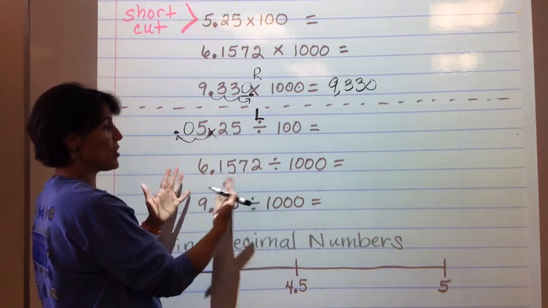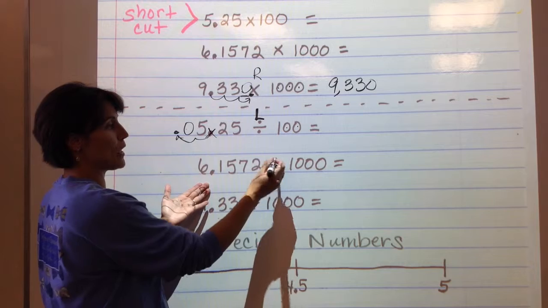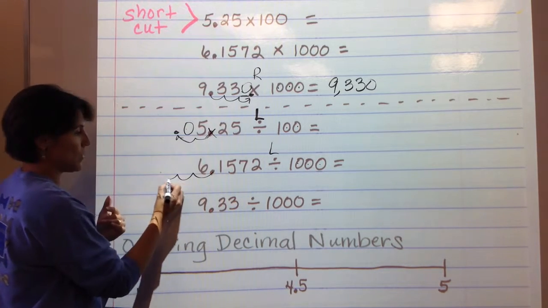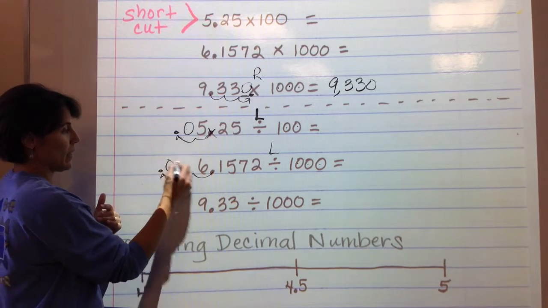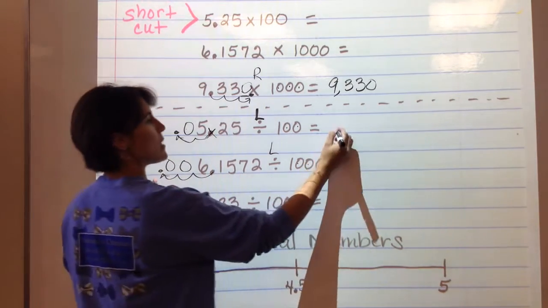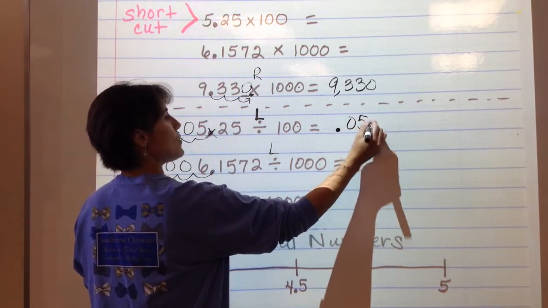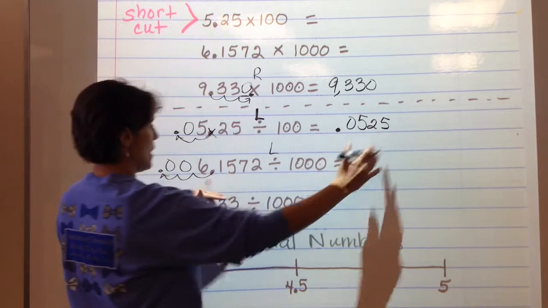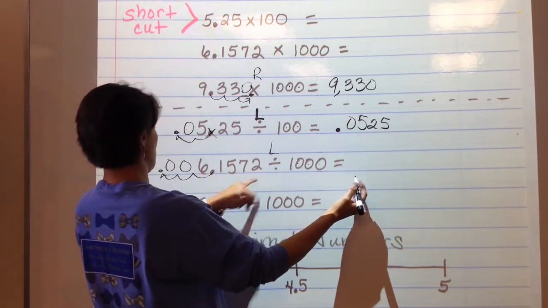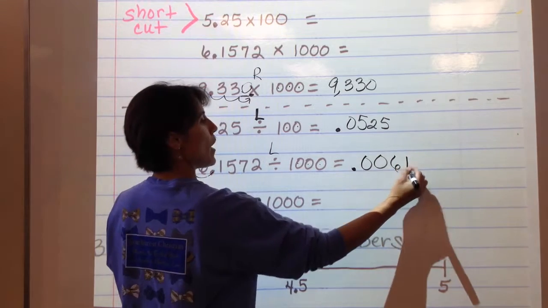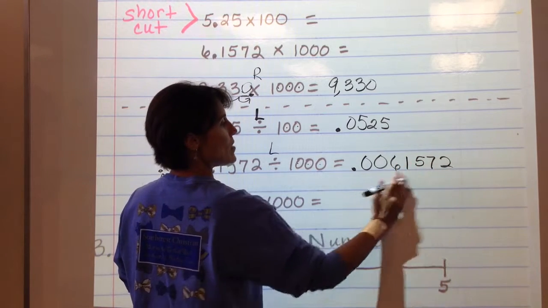It's okay. So this time, the same number, except this time we're going to go to the left because we're dividing by 1, 2, 3. 1, 2, 3. Ooh, 0.006152. Everyone cool if this is 0.0525? The value stays, the 525 stays the same. The 61572 stays the same. 0.0061572. All these digits remain.